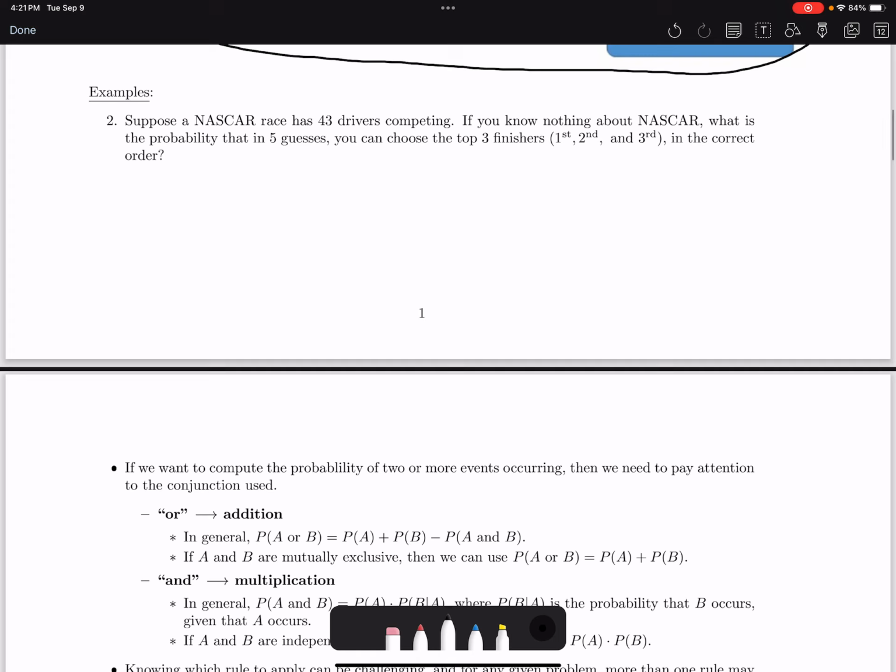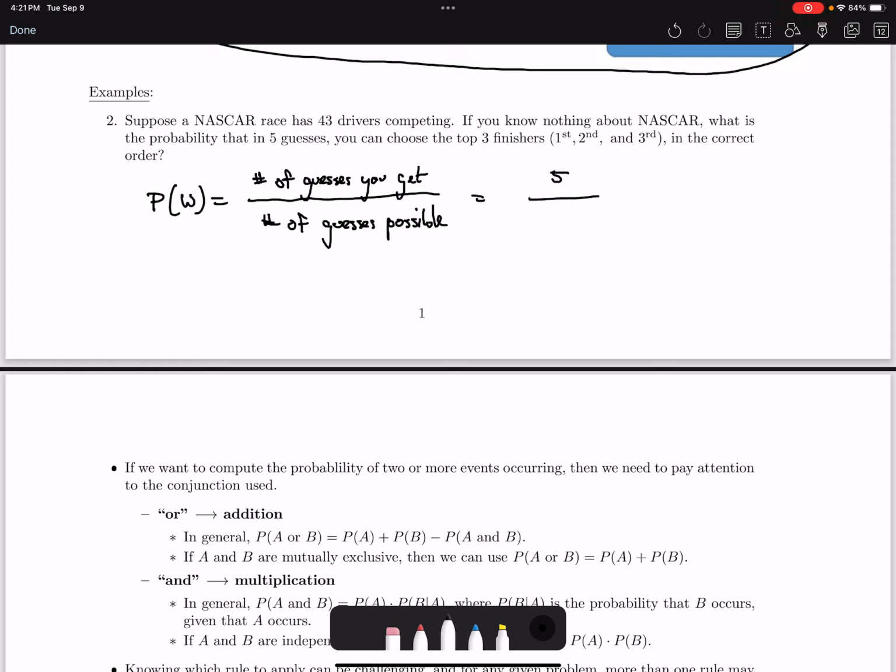So the probability that I'll just call it W for win, okay? The probability you win is going to be the number of guesses you get divided by the number of guesses possible. Now, the numerator there is pretty straightforward. You get 5 guesses. The denominator is going to take a little bit more work, though. The number of guesses possible.